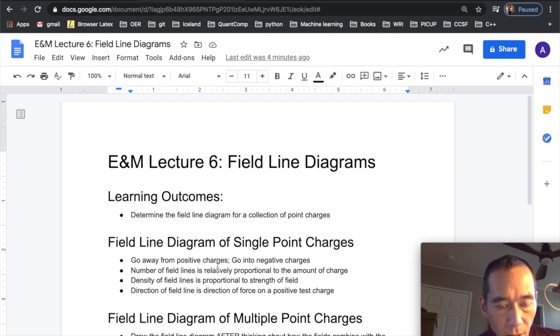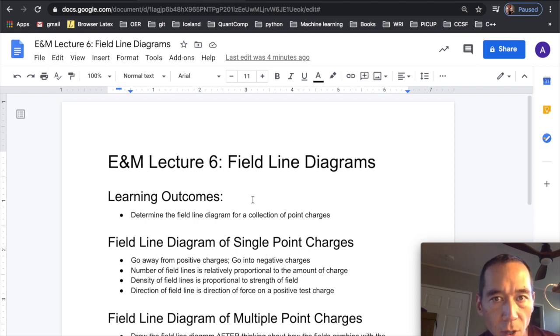In here, we're going to have reason to talk about going away and going into. What I mean by this is direction. So it's really the direction of the field line. Also, something about the number of field lines being associated with the amount of charge of our point charge, and also something about the density of field lines being proportional to the strength of the field.